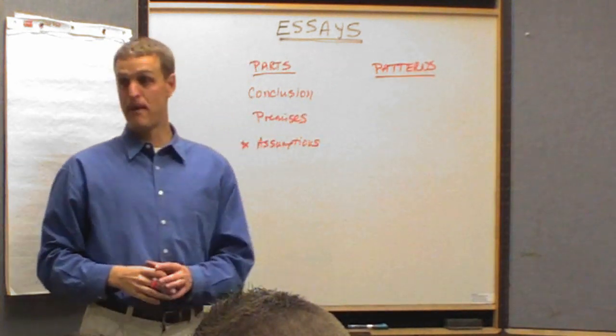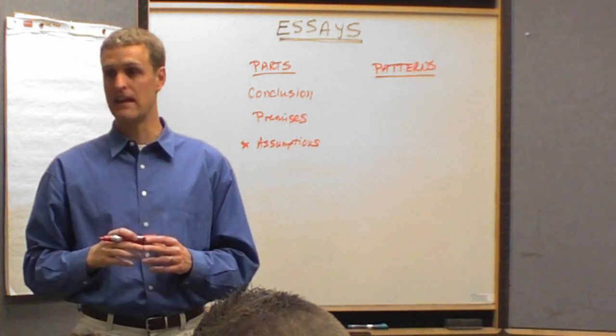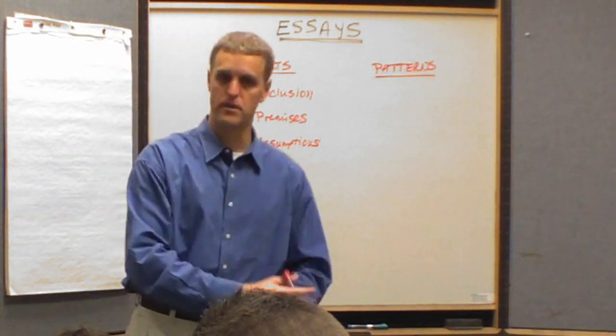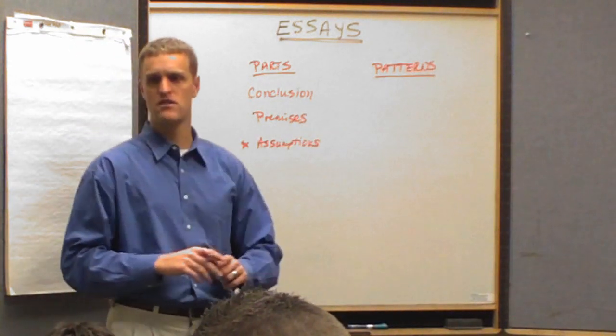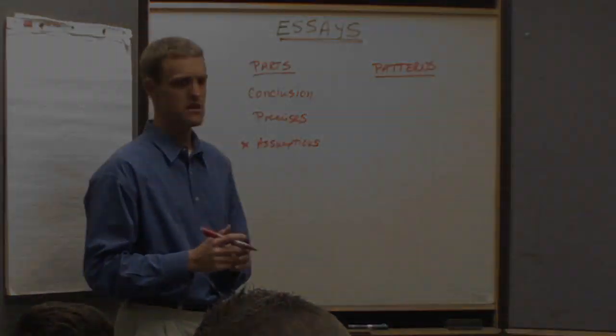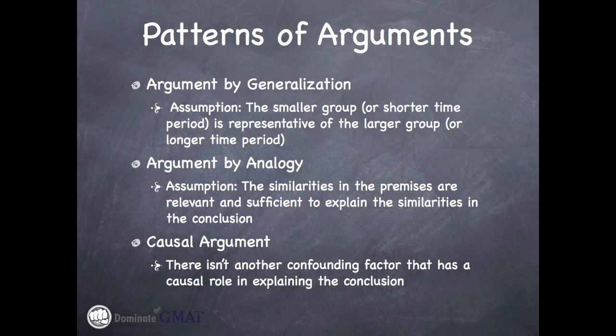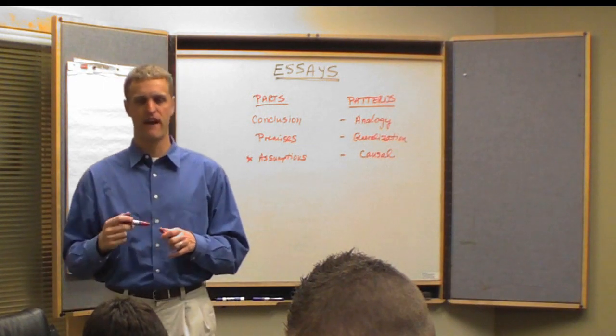And we said we can make our lives a lot easier if we can identify a pattern of argument, because then we inherently know kind of what the premise is, what the conclusion is, what those assumptions are. And what are the three major patterns of arguments that we looked at in critical reasoning? Analogous, generalization, and causal. People can make arguments by analogy, arguments by generalization, and then causal arguments that may be overlooking those confounding factors.